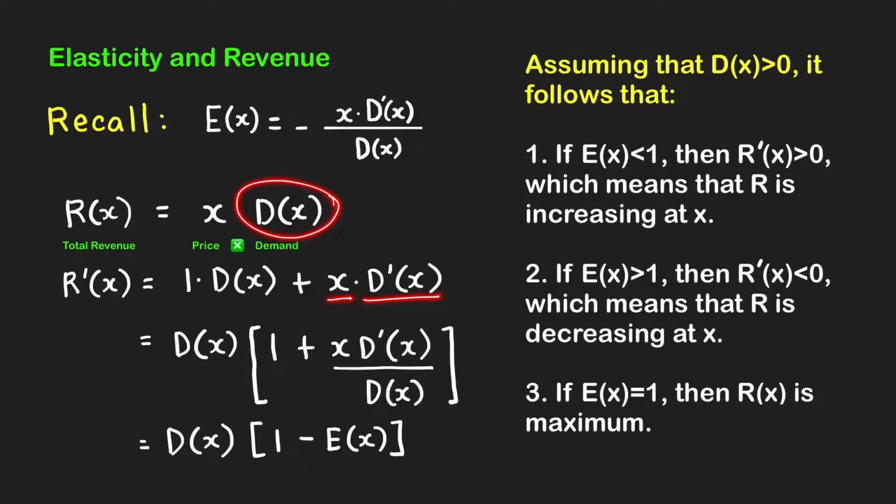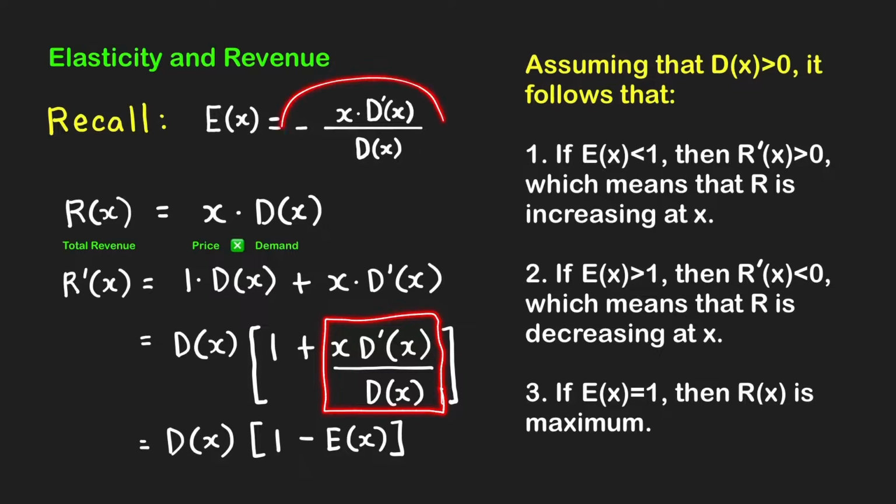Now, to produce the E of x here, we have to factor out a D of x. Factoring D of x from this first product, we'll be left with a factor 1. Now this product here, x times D prime of x, can be written as a product of D of x times this fraction. As you can see, when we multiply these two, the D of x cancels out, so we'll be left with x times D prime of x. And this fraction here is actually the negative of our elasticity function, so that is equal to negative E of x.